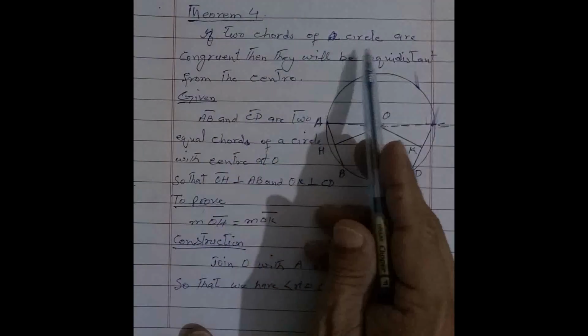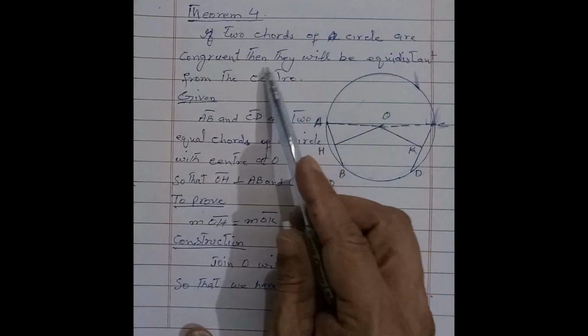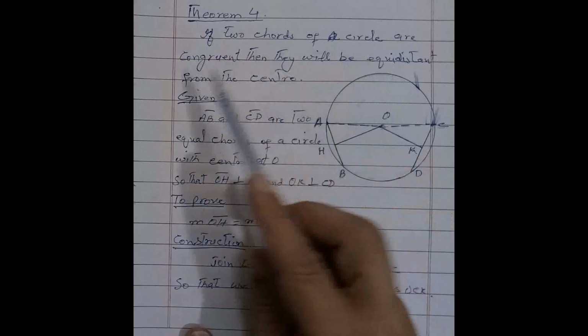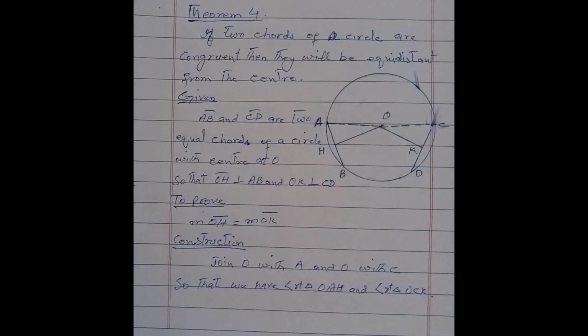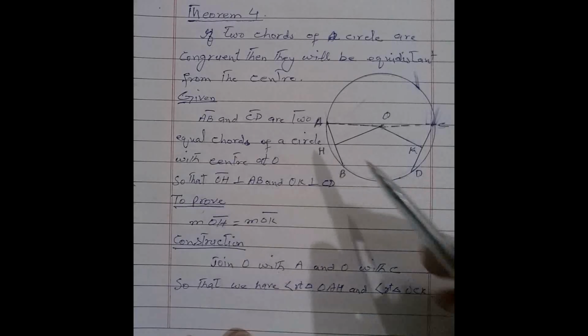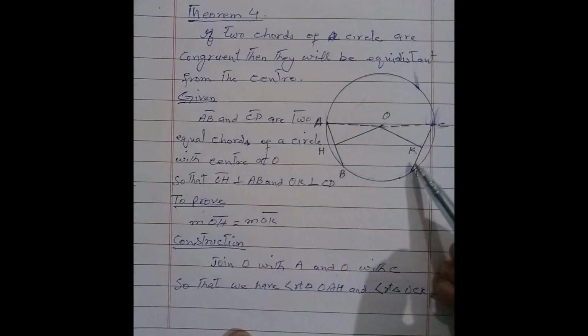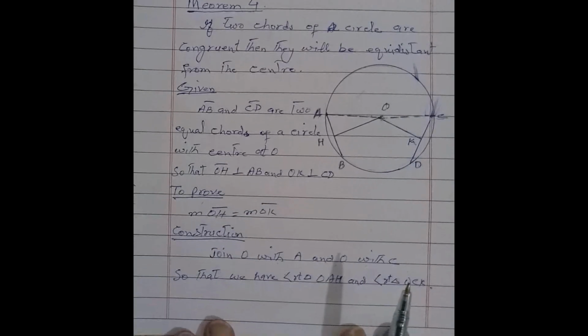If two chords of a circle are congruent, then they will be equally distant from the center of the circle. In the last theorem, we discussed one chord in a circle, but here there are two chords in a circle, AB and CD. The procedure is the same.